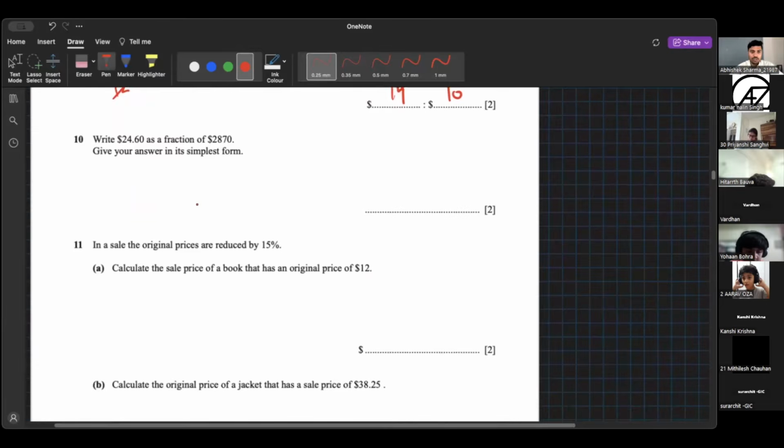Next question. Write 24.60 as a fraction of $2870. Give your answer in the simplest form. So basically they're telling us to write 24.60 upon 2870 and we have to write it in simplest form. So just write it in the calculator. 24.60 divided by 2870, which is 3 by 350. That's the answer in the simplest form. Shall we move on now?